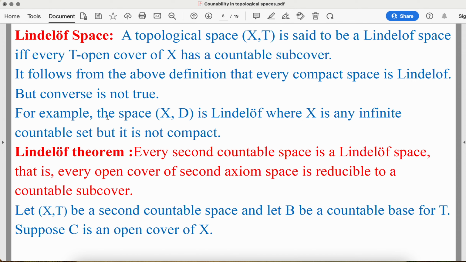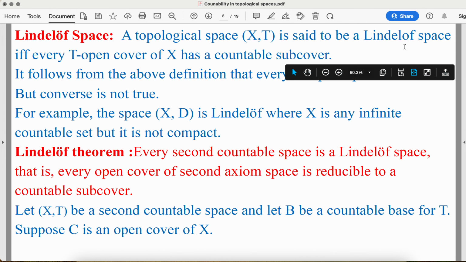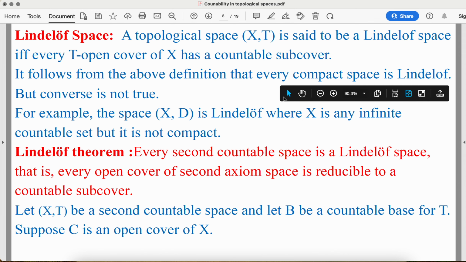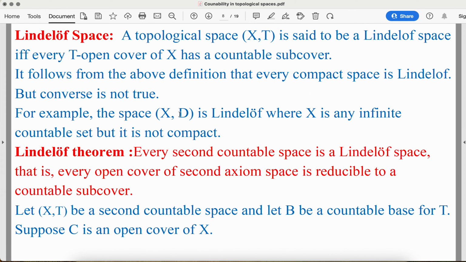Now, Lindelof space. A topological space (X, T) is said to be a Lindelof space if and only if every T-open cover of X has a countable subcover. It means by the definition of Lindelof space that every compact space is a Lindelof space, but the converse may not be true. For example, the space (X, D), where X is any infinite countable set, is a Lindelof space, but it is not compact. So every compact space is a Lindelof space, but every Lindelof space may not be compact.